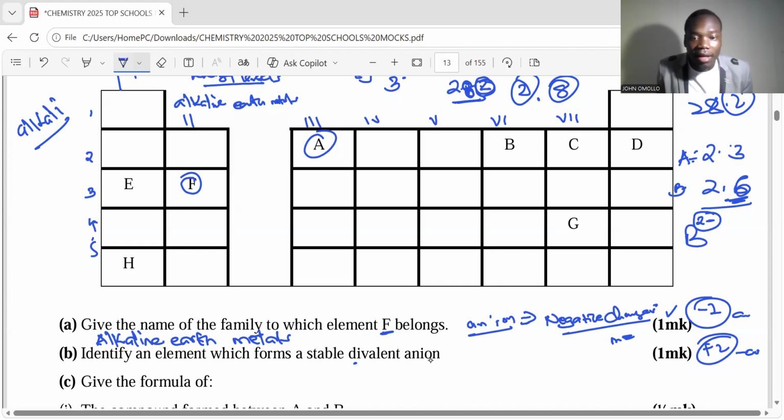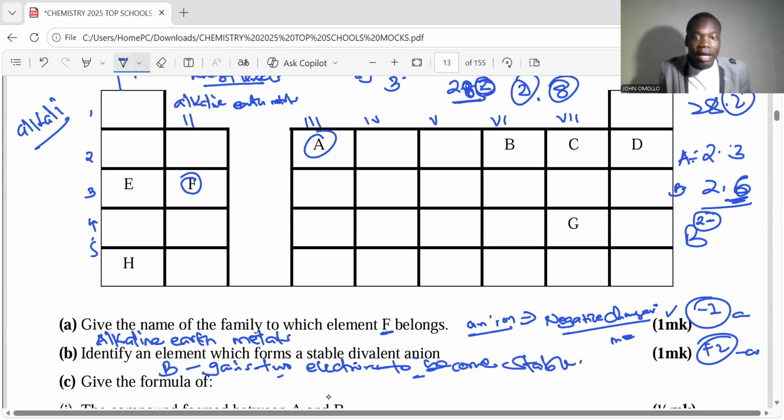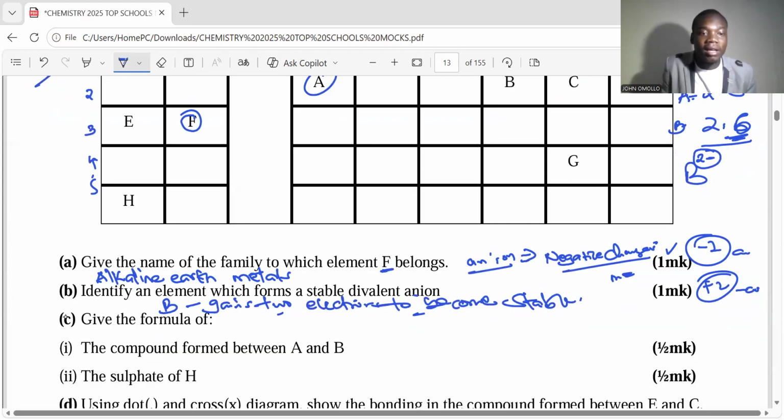So what do we write here? Divalent anion. B is the element. It gains 2 electrons to become stable. And the question has not told us to explain. Just come and identify. Just write element B.